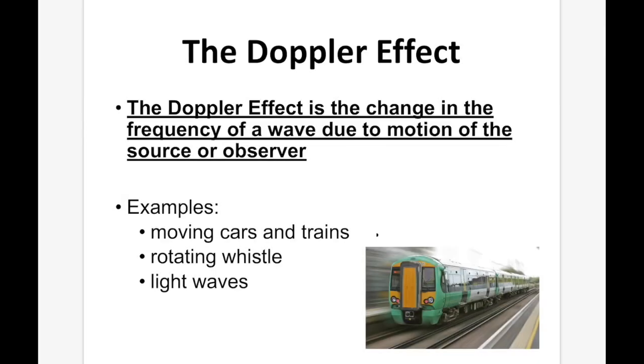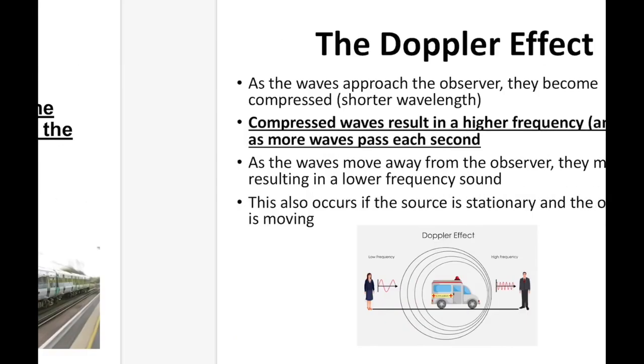The Doppler Effect. The Doppler Effect is the change in the frequency of a wave due to the motion of the source or the observer. So if you're going towards or away from a speaker, you're going to experience the Doppler Effect. If a car is coming towards or away from you, you're going to experience the Doppler Effect. For example, moving cars and trains, rotating whistles, and light waves all experience the Doppler Effect.